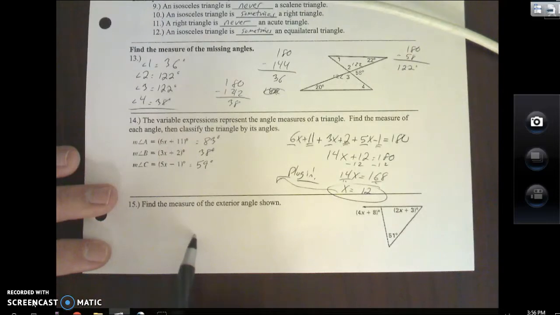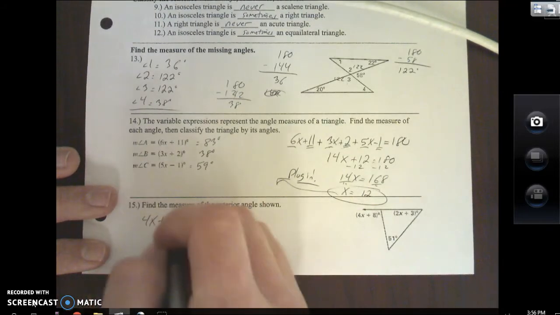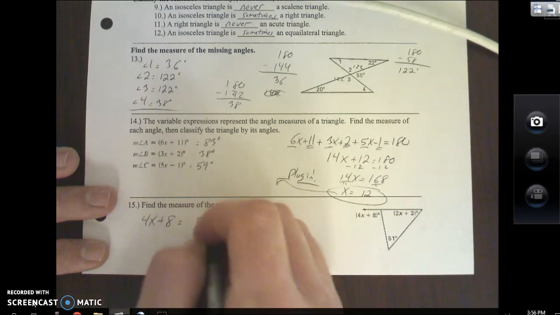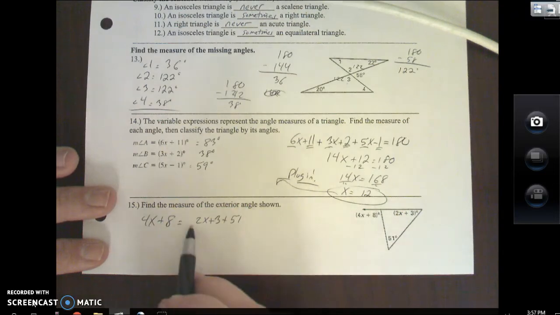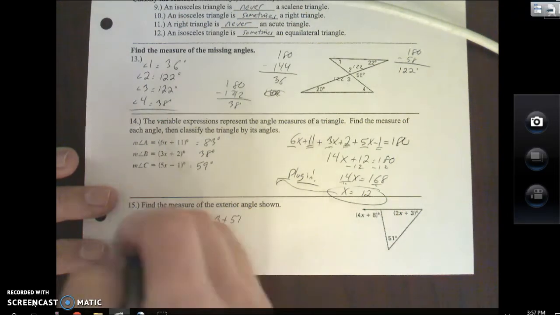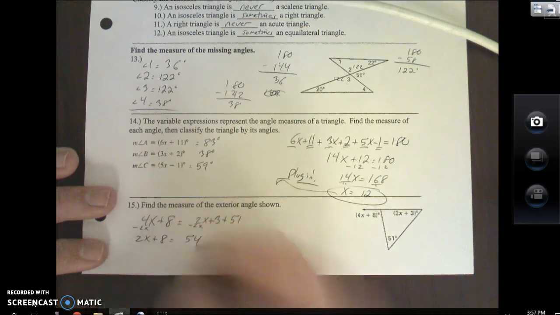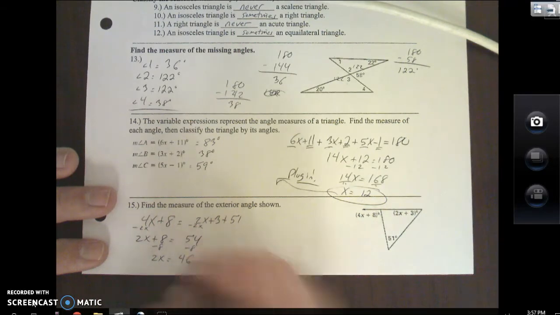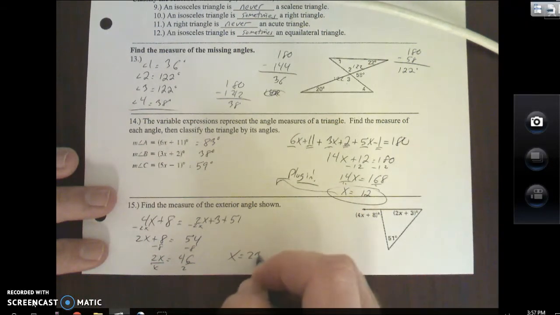Number 15, find the measure of the exterior angle. The outside angle, 4x plus 8, equals the two inside angles added together: 2x plus 3 plus 51. Well, get all the x's on one side. Subtract 2x, subtract 2x. 2x plus 8 equals 54. Subtract 8 from both sides. 46. Divide. X equals 23.